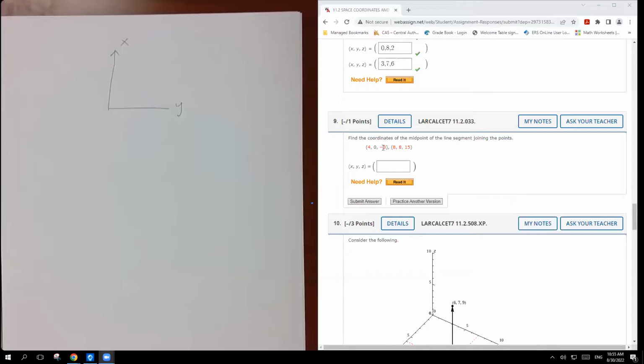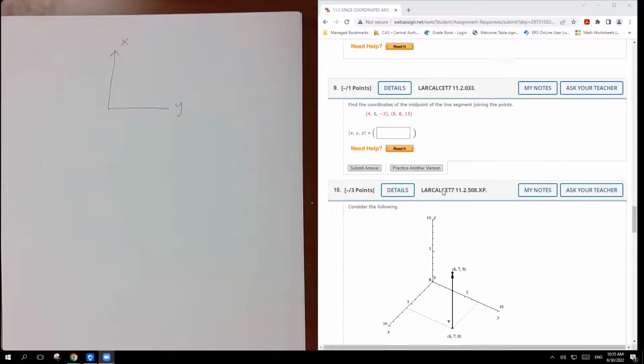Midpoint, I already showed you there's a formula in the slides. Just use 4 plus 8 divided by 2, 0 plus 8 divided by 2, and negative 3 plus 15 divided by 2. So this is the midpoint formula. Let's check the next one.